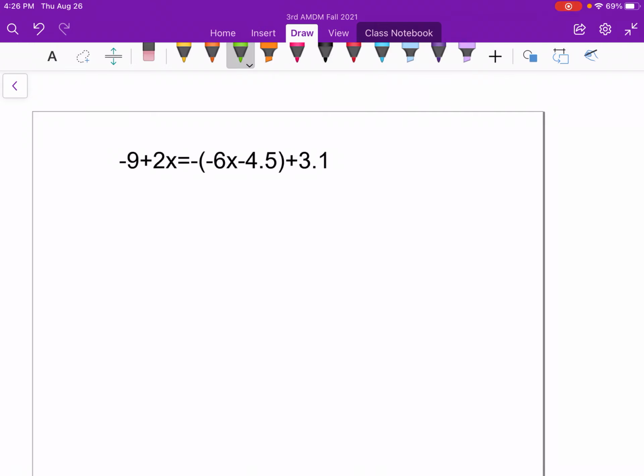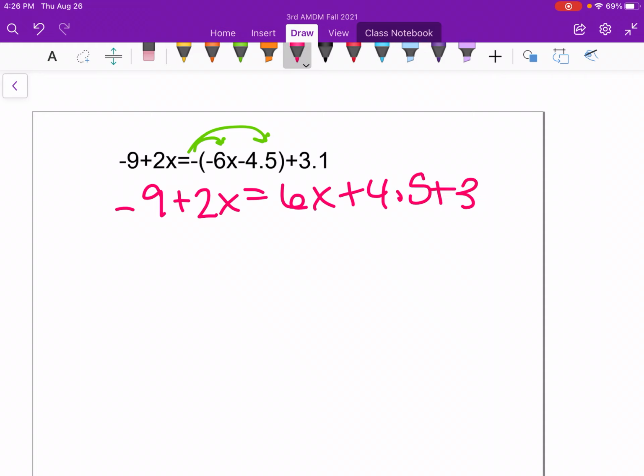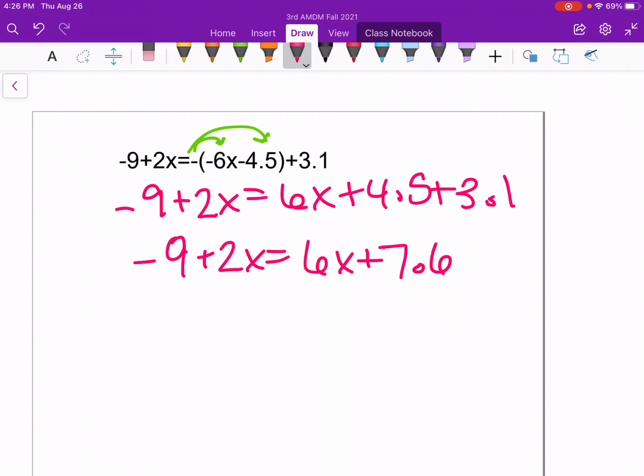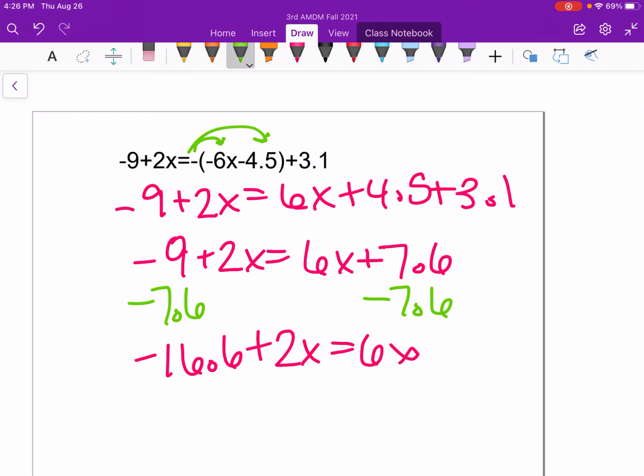So this next one, again, the same idea. I'm going to distribute my negative here. So negative 9 plus 2x equals 6x plus 4.5 plus 3.1. Combine my like terms, and I have negative 9 plus 2x equals 6x plus 7.6. Subtract 7.6 from both sides. There's lots of ways you could do this, but this becomes negative 16.6 plus 2x equals 6x.